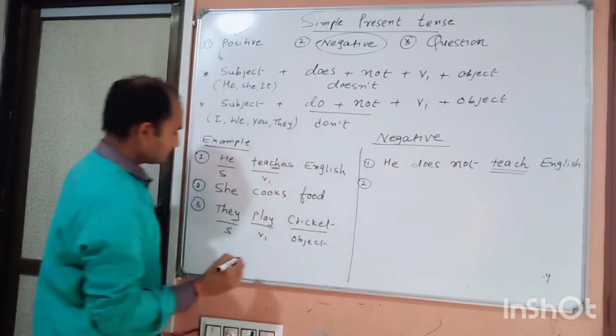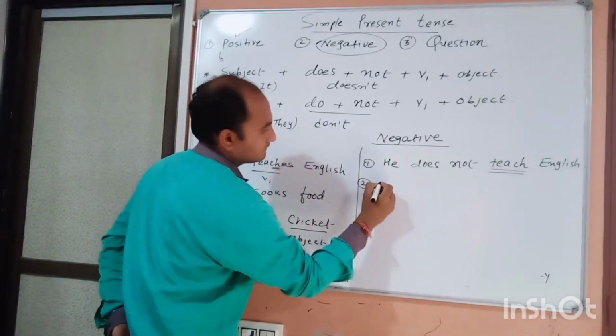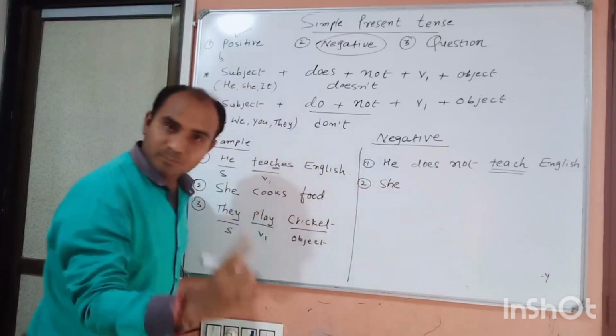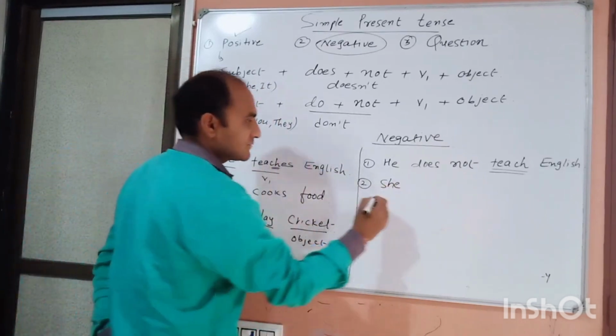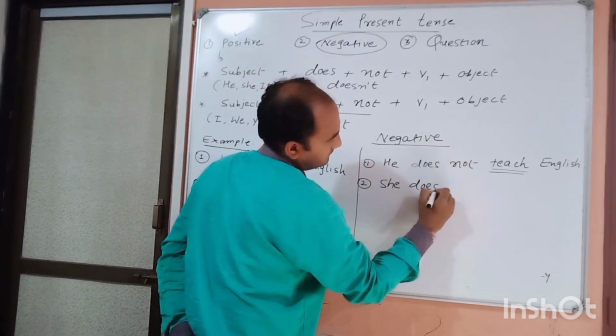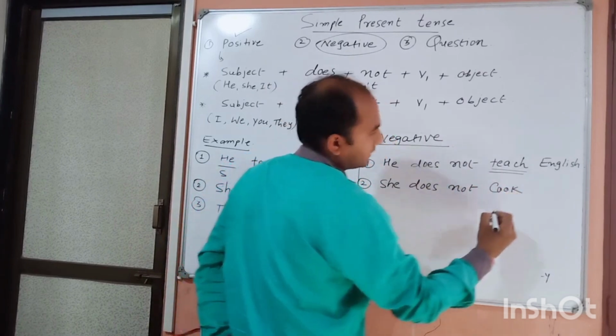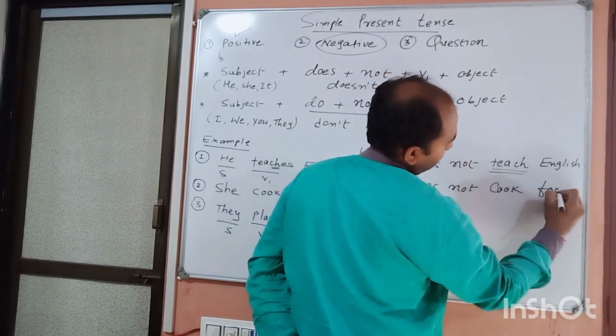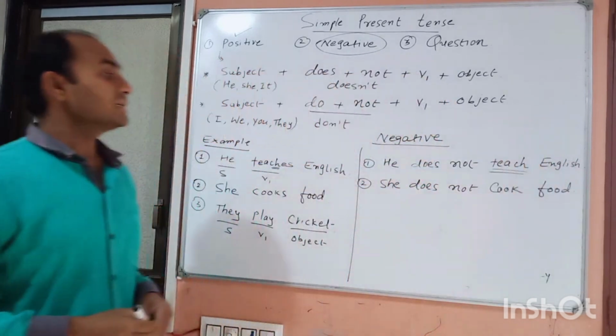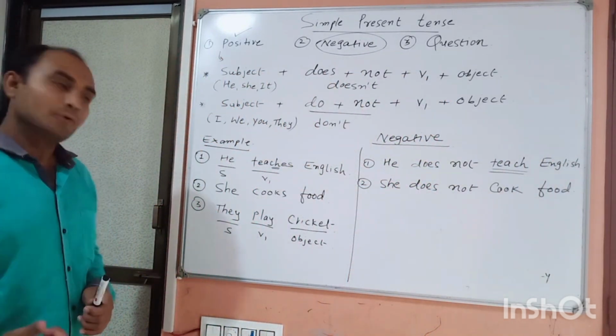Number 2, she. It is a third person singular. So does will come. She does not cook food. She does not cook food.